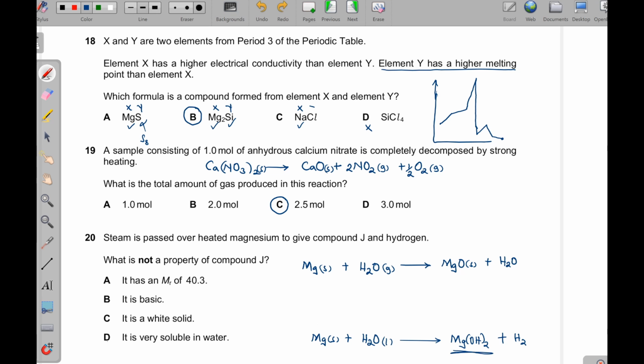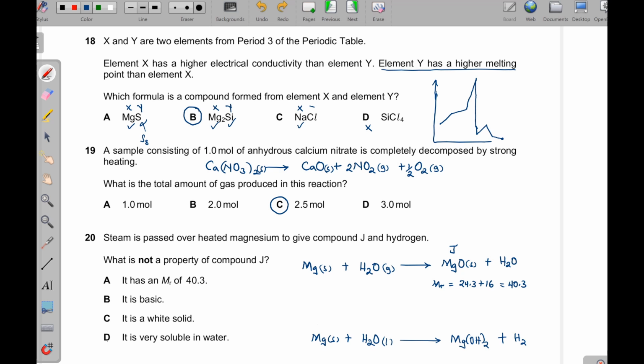So you can see that white precipitate in there. So it slowly dissolves in what? In water. Now, they are saying what is not a property of compound J. So compound J is magnesium oxide. Here they are talking about Mr. What is the Mr here? The Ar of magnesium is 24.3. Then plus that of oxygen, which is 16. This one gives us 40.3, which is exactly this one.